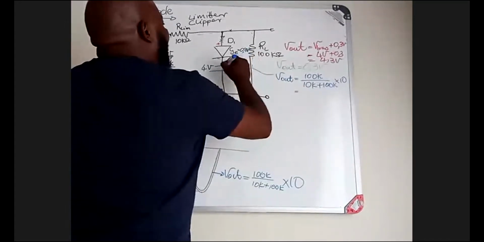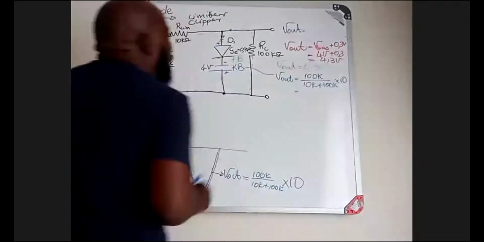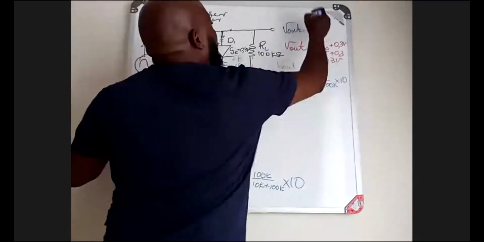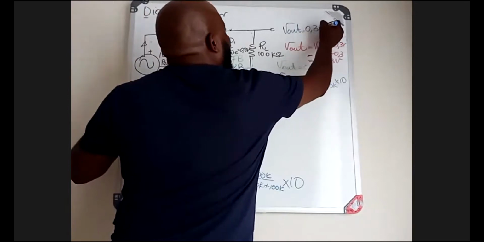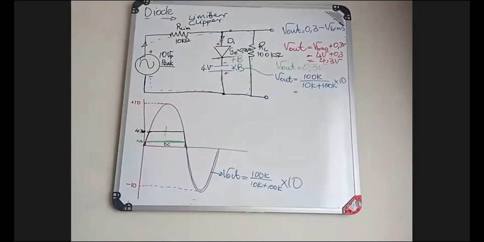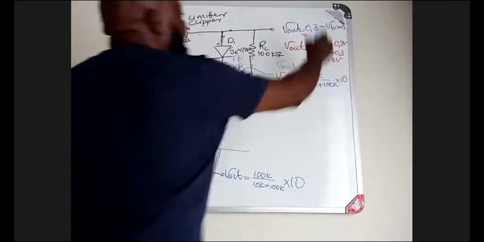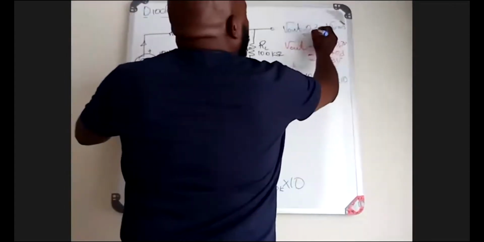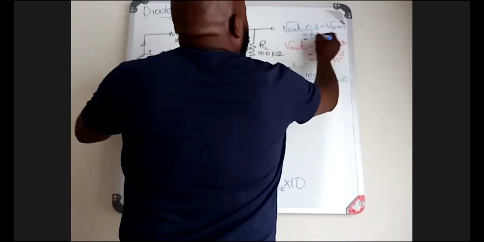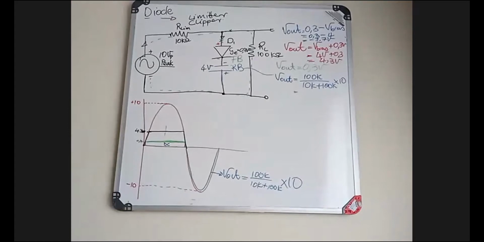Which means now, at this point, my V out will be positive, negative, negative, positive, which means it is going to be 0.3 minus V bias. I hope you can spot the difference. It's going to be 0.3 minus V bias, which means here it will be 0.3 minus 4, which is minus 3.7 volts.